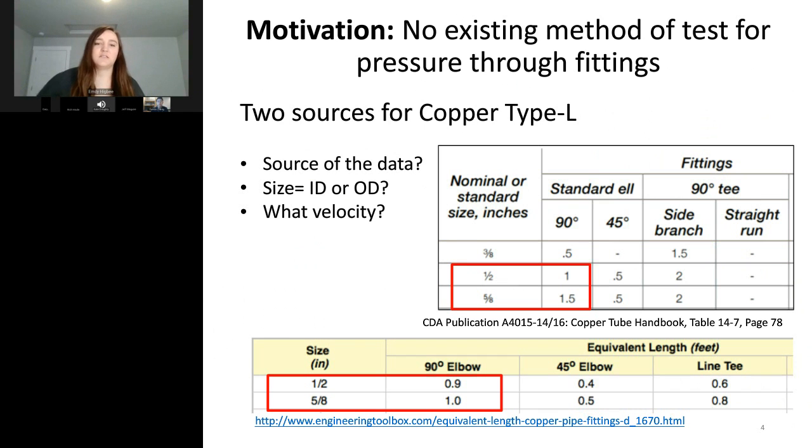Also motivation, there's no existing method of test for pressure drop through fittings. These are 2 tables that you can find online when you're trying to size. For example, here looking at 5/8 inch, one says 1 equivalent length, and one says 1.5 for equivalent length. You know, just pointing out what's the source of the data. Is this the internal or outside diameter? What velocity were these tested at? So there's a lot of variation in these tables.